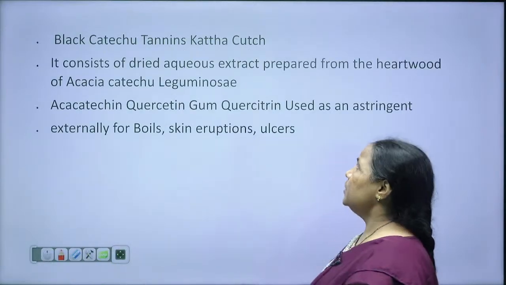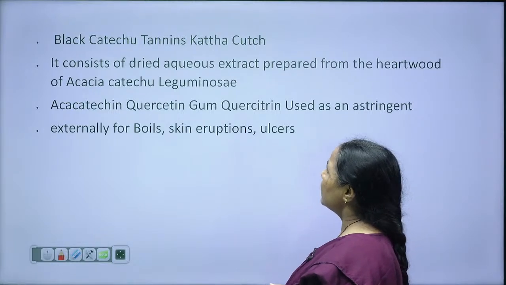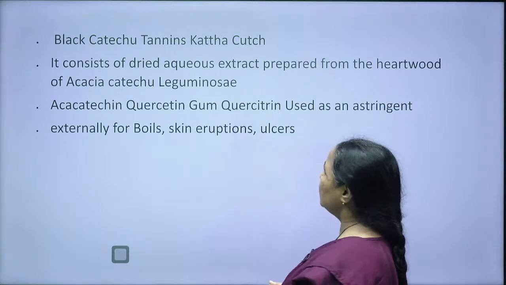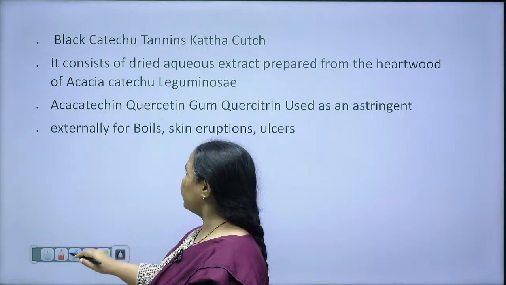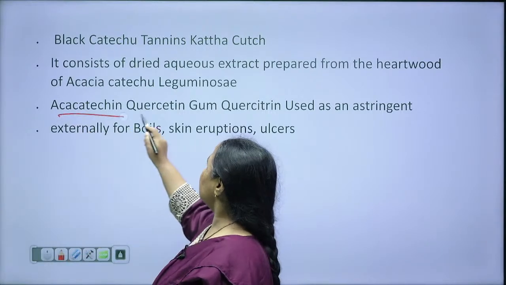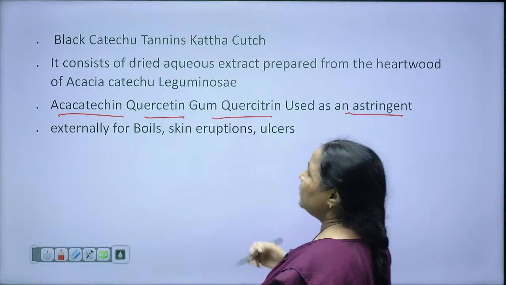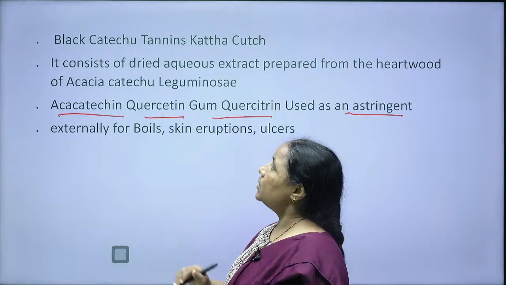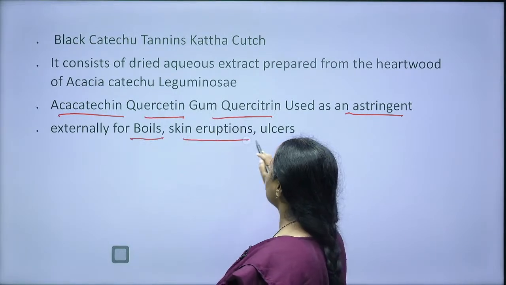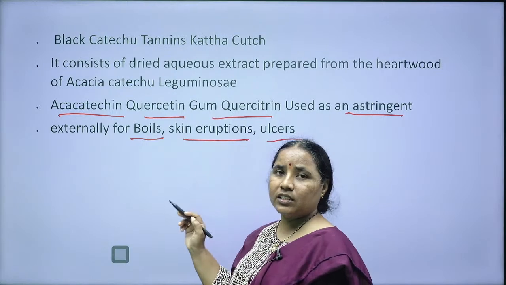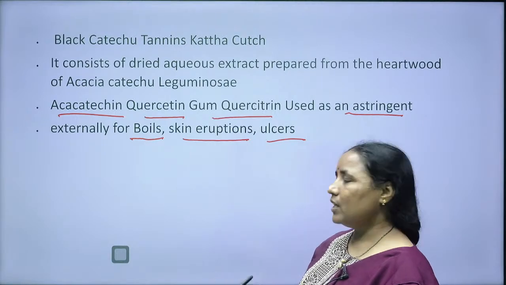Black catechu contains the tannins called catechutannic acid. It consists of the dried aqueous extract prepared from the heartwood of Acacia catechu, belonging to the family Leguminosae. Acacia catechu, quercetin and gum quercetin are used as astringents, which are the major ingredients present in black catechu, and externally it is used for boils, skin eruptions and ulcers. These are the different uses of black catechu as an astringent.